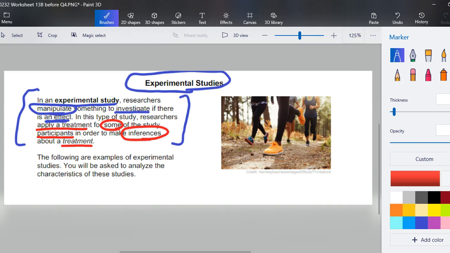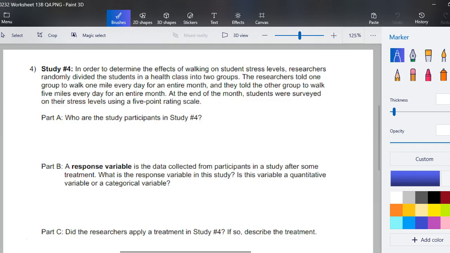The following are examples of experimental studies. So all of them are going to have a treatment. You're going to be asked to analyze the characteristics of these studies. So now is the perfect time for you to hit pause, go look at questions 4, 5, and 6, and then come back and we'll work on them together. So starting with study 4, under our experimental studies, it still is a great habit to read the questions before you read the body of the paragraph.